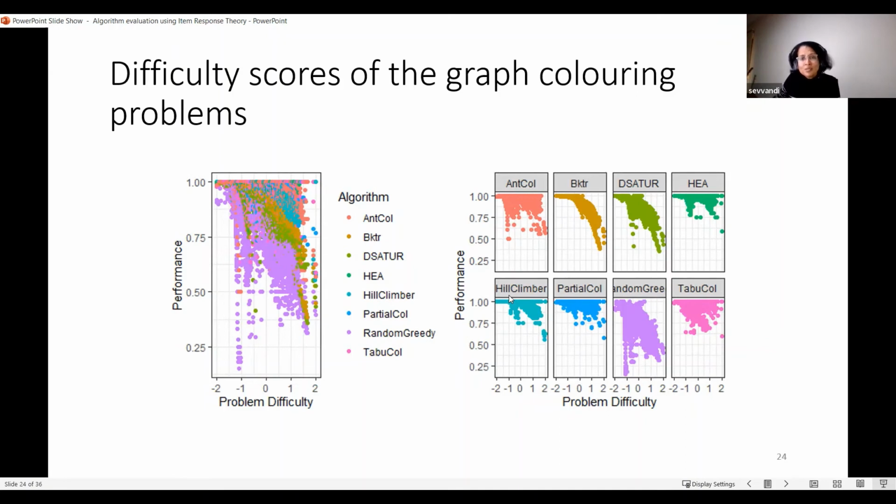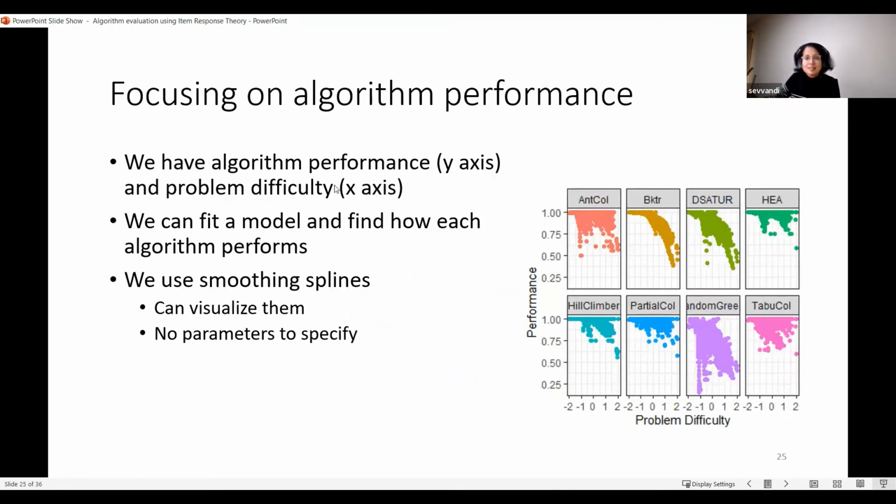Now, because we have these patterns, we have the algorithm performance on the y-axis and the problem difficulty on the x-axis. So we can fit a model for the performance based on the problem difficulty. Previously we didn't have problem difficulty. We are getting problem difficulty from the IRT model. Using that problem difficulty, we can fit a model to the performance values, which we always had.